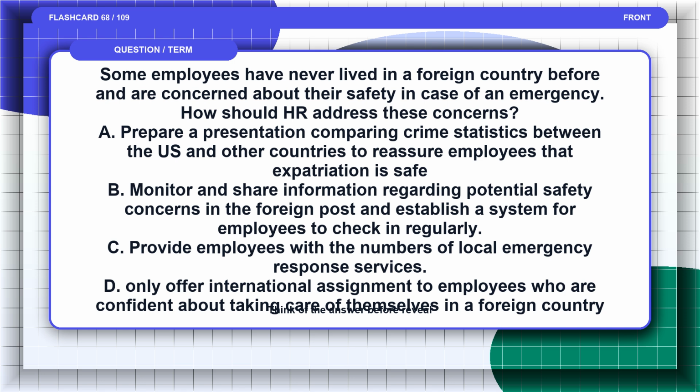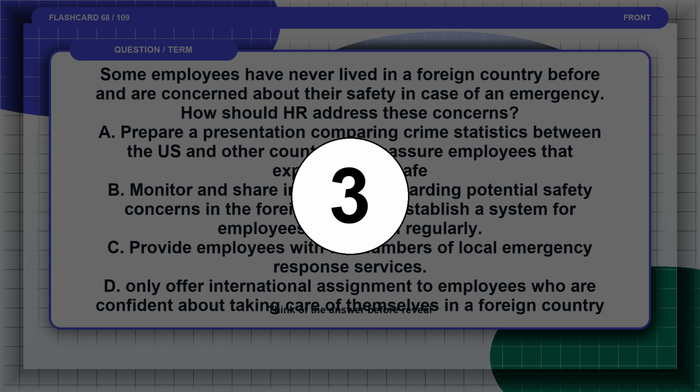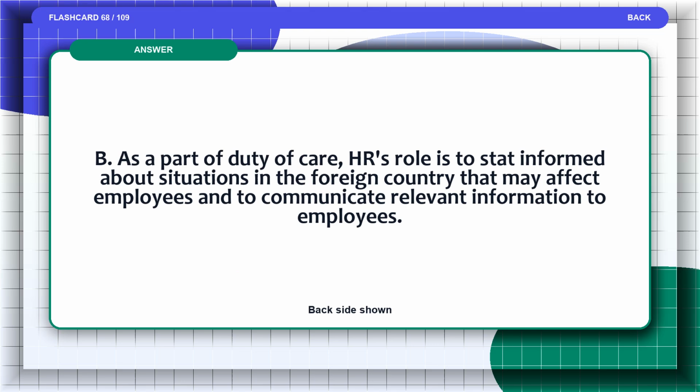B. Monitor and share information regarding potential safety concerns in the foreign post and establish a system for employees to check in regularly. C. Provide employees with the numbers of local emergency response services. D. Only offer international assignments to employees who are confident about taking care of themselves in a foreign country. Pause and think of the answer before the reveal. The answer is B. As a part of duty of care, HR's role is to stay informed about situations in the foreign country that may affect employees and to communicate relevant information to employees.